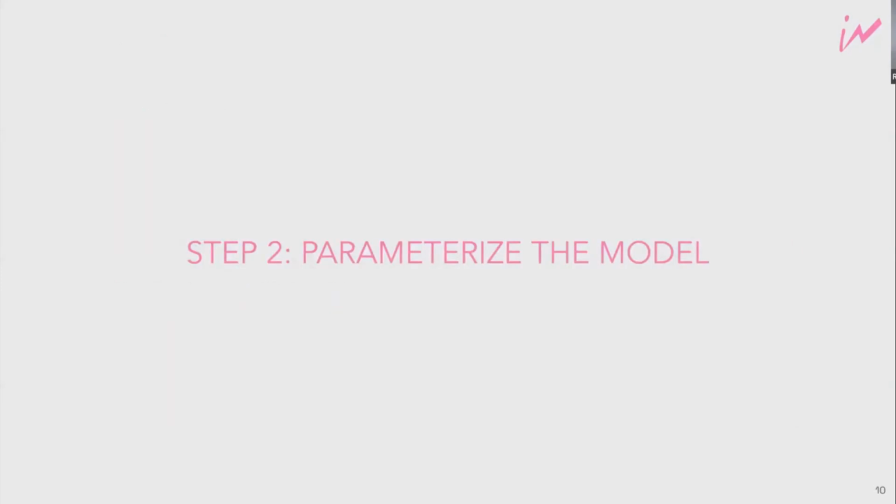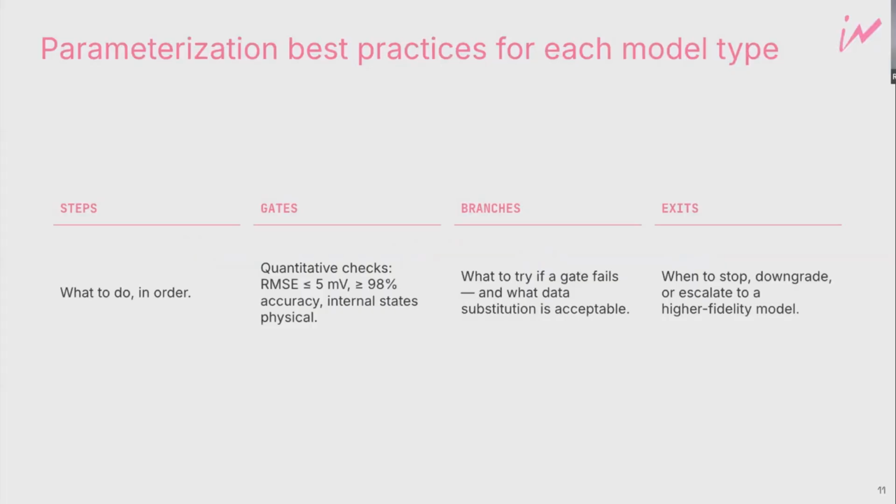So once you've made your selection about the kind of model that you want to do, you need to parameterize this model. And so here, again, you need to encode some kind of best practices. One way of thinking about this is to think about these four pillars, best practices for parameterization. So the first one is kind of straightforward.